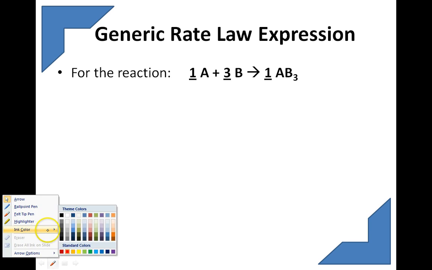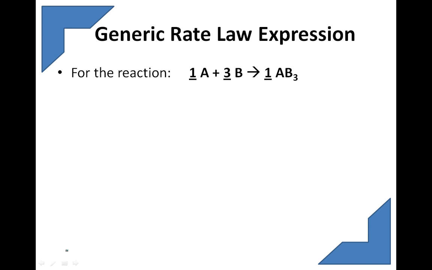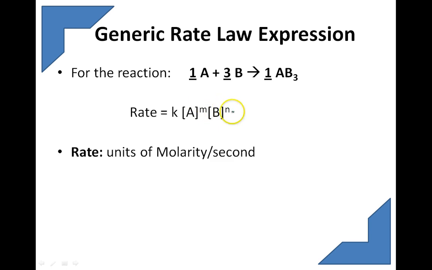So let's consider this reaction. Let me show you what the generic equation might look like for the rate law. It's going to be something like the rate is going to equal the constant k times the concentration of A to the M order times the concentration of B to the N order, or exponent.